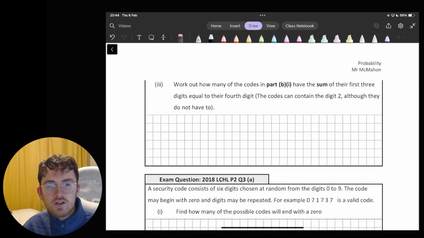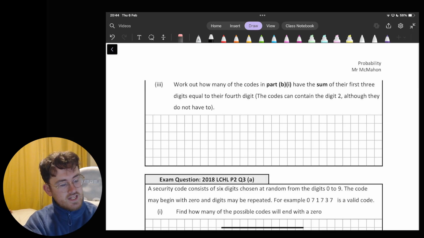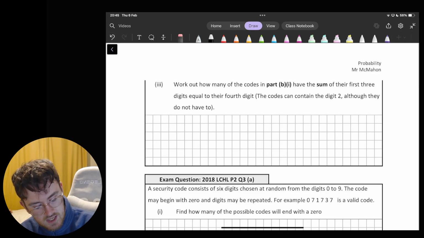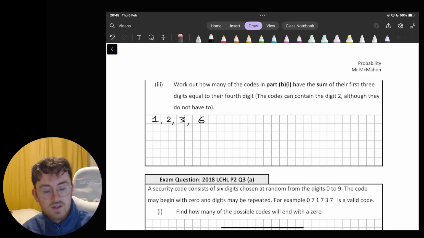Work out how many of the codes in part B have the sum of their first 3 digits equal to the 4th digit. The codes can contain the digit 2, but they don't have to. So let's have a look at them. The sum of their first three digits equals the fourth digit. So we could have 1, 2, 3, and that would give me 6. So 1 plus 2 plus 3 equals 6.